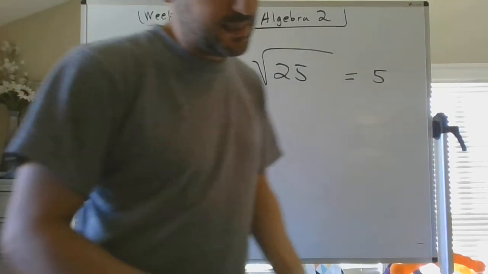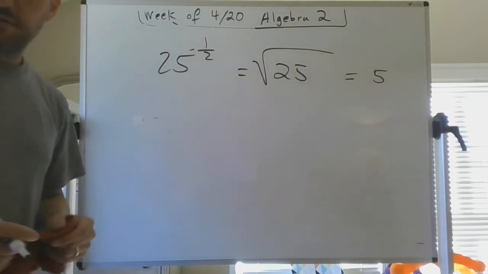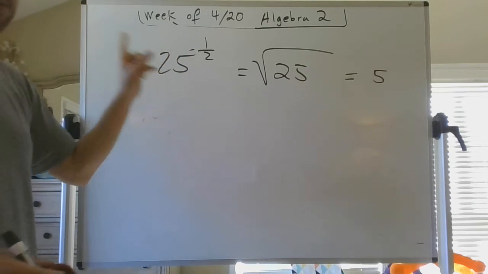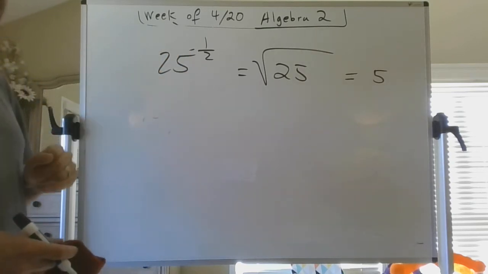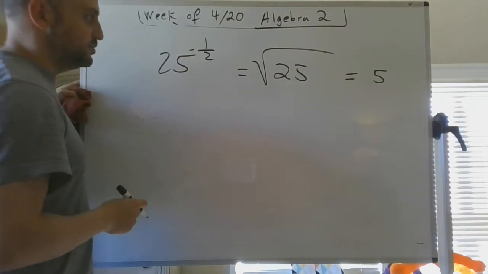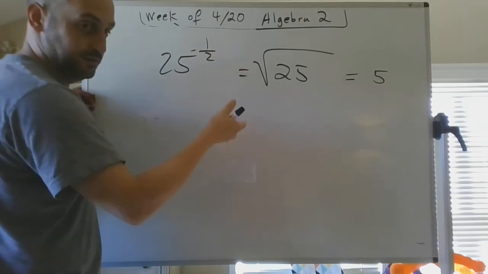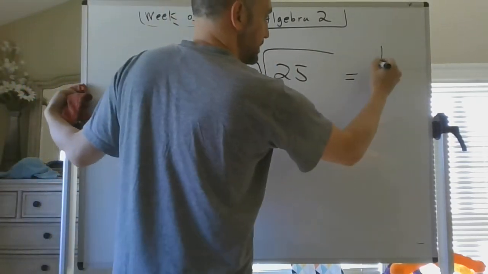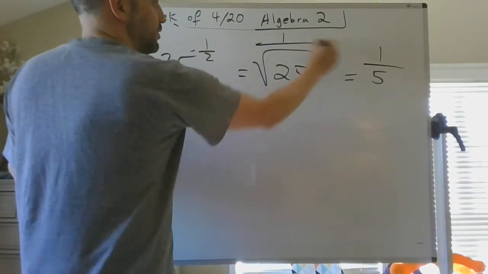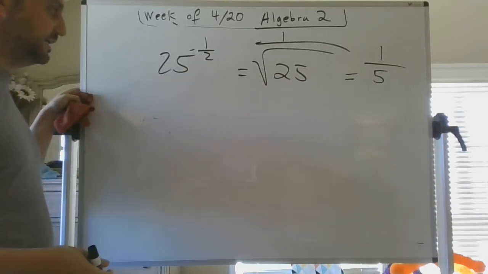What if I did this? Let's spice this up a bit. What if I made that a negative? No difference here. Everything's going to be the same. The only thing that's going to change is what? Let's think about this for a second. The only thing that's going to change is this is going to be reciprocal. So this whole answer is just going to be 1 over 5. Okay? So it's going to be 1 over all this. Because that negative exponent, remember what it does? It flips it. That is what the negative exponent does.